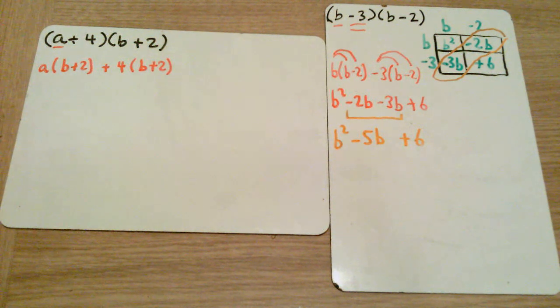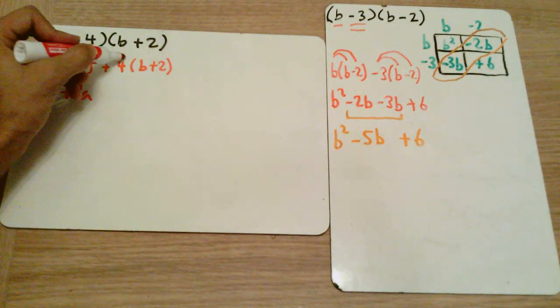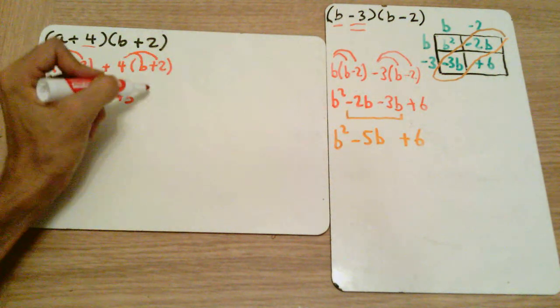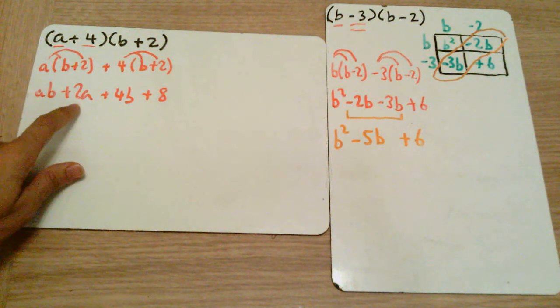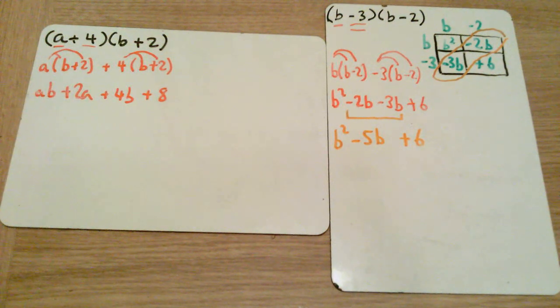Now we've said here a times by b plus 2 and 4 times by b plus 2. If you want to use the grid method, that's fine, but expanding, we get ab plus 2a plus 4b plus 8. Now, at this point here, there are no like terms. ab is separate to 2a, which is separate to 4b, which is separate to 8. That means that this is your final answer.